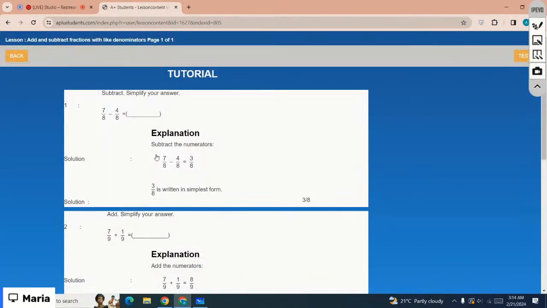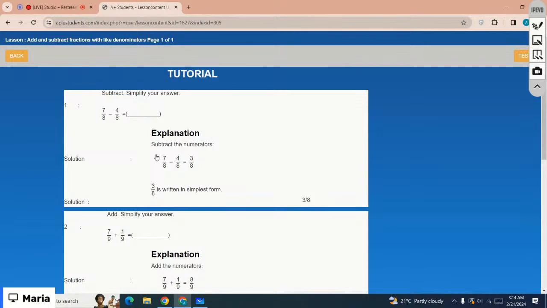Just look at the first example, 7 over 8 minus 4 over 8. They both have the denominator 8. That is a like denominator, right? Now you have to subtract, so you simply subtract the numerators. You just have to do 7 minus 4. And 7 minus 4 is 3, so that is 3 over 8. Got it?